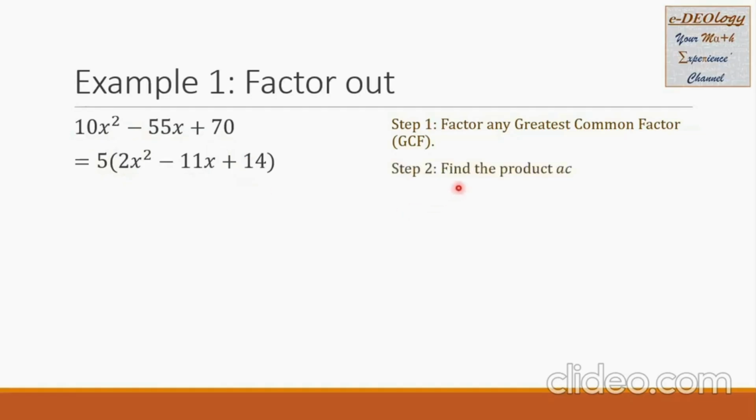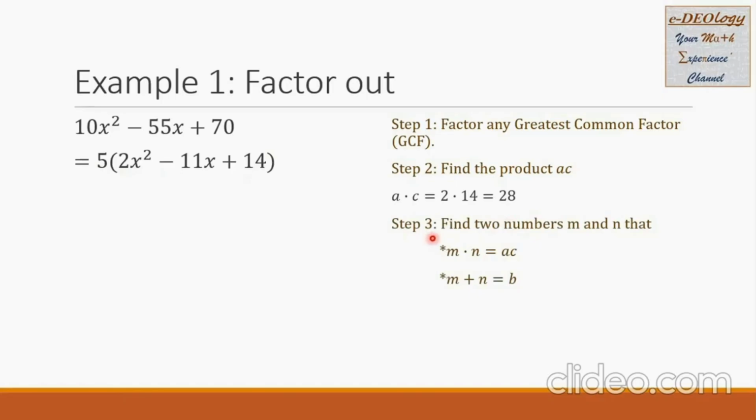Step 2, let us find the product AC. After removing the greatest common factor, we now have our new trinomial, 2x squared minus 11x plus 14. Now taking the AC, the a, which is the coefficient of x squared, is 2, and the c is the constant 14. Multiplying the a and c, 2 times 14 equals 28.